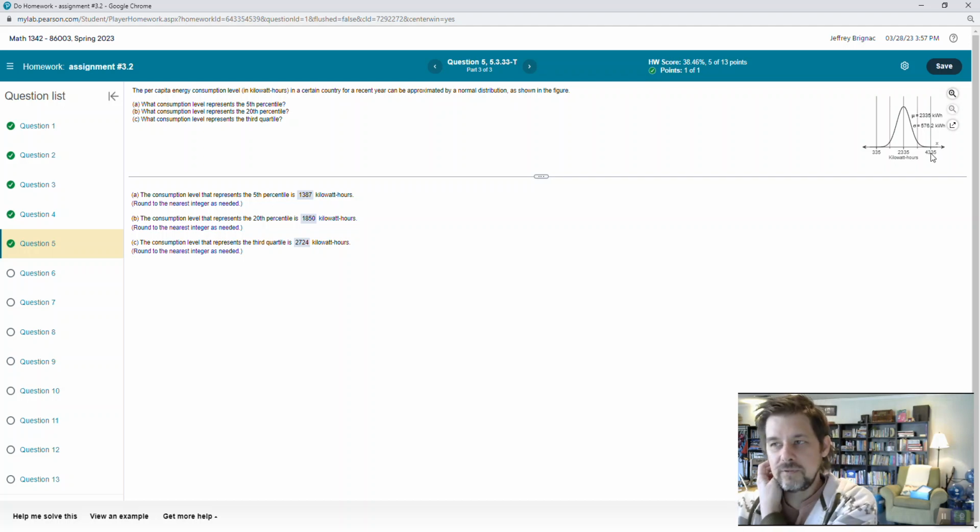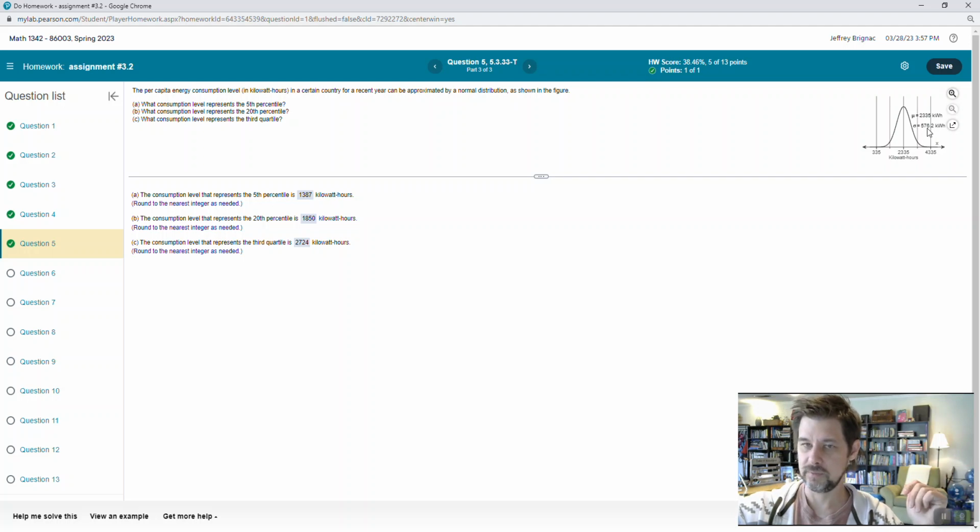Very few people will use way more electricity than average. That's why the curve dips down to the right, and very few people use way less energy than average. That's why it dips down to the left, and that's why it's the biggest in the middle. It's a very rough description of the normal distribution. So reading the question, it says, what consumption level represents the 5th percentile?